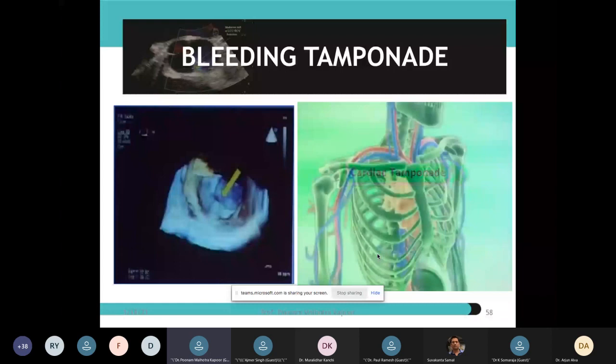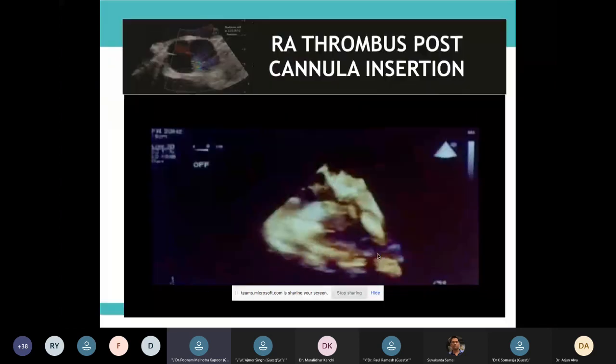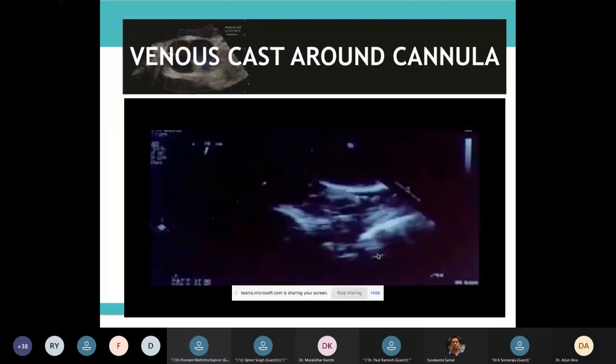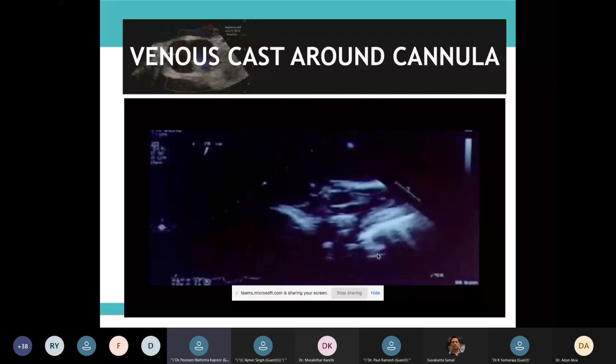This was the thrombus around the DVR that we did. These are casts which migrate from the LV and RV, and this is a venous cast around the cannula that is there lying in the ascending aorta.